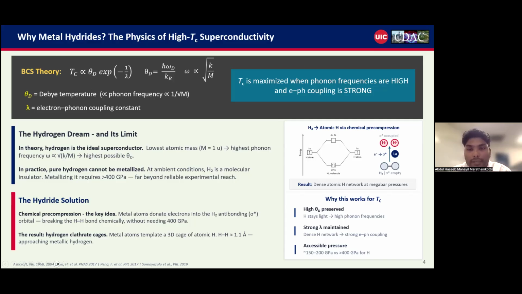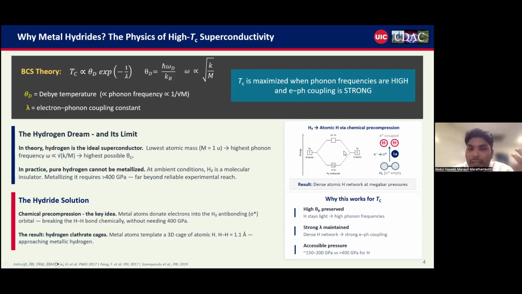But pure metallic hydrogen, as we just saw, needed more than 400 GPa. So the question becomes, how do you get atomic hydrogen at manageable pressures? This is where the molecular orbital diagram becomes important.